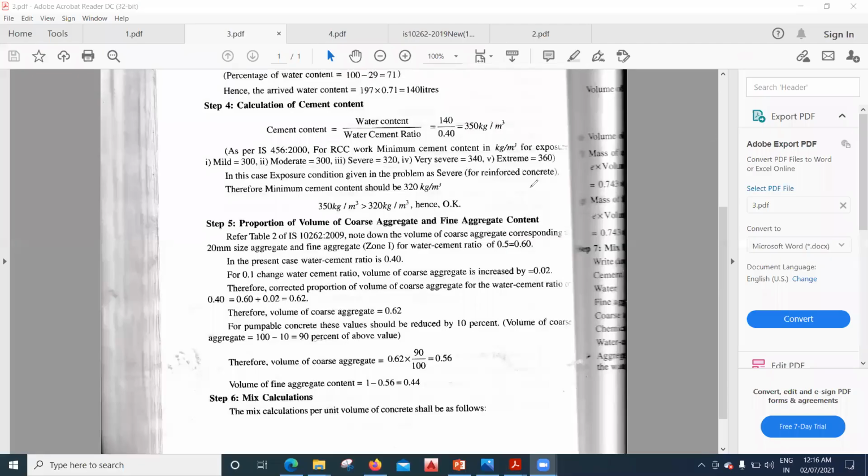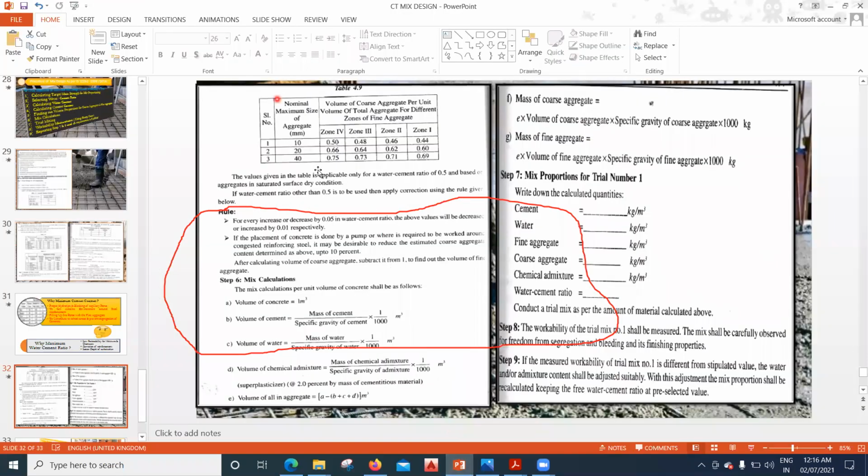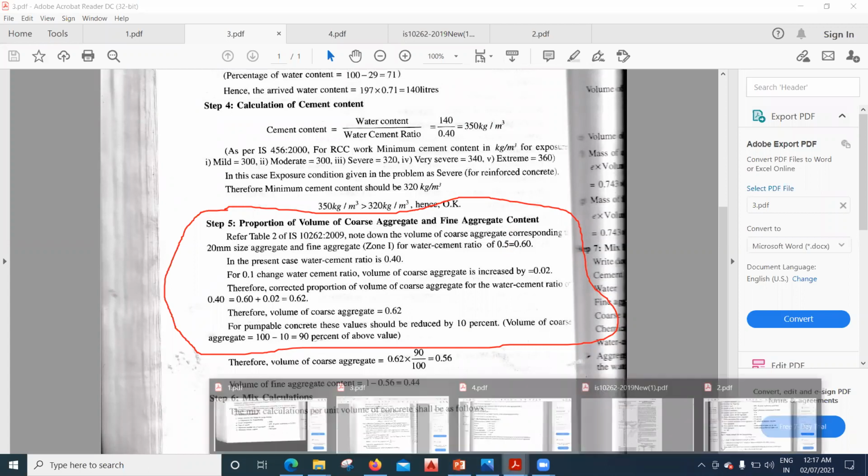So you need to understand one more point here. Just concentrate on this portion. It's a bit tricky, but it's very simple to understand. What they're trying to tell us is, refer to table 2 of IS 10262 2009. Note down the volume of coarse aggregate corresponding to 20 mm size aggregate and fine aggregate. First, I'll take you to that table. This is the table we need to refer to, that is table 4.9. Second, before understanding the table, see the question again.